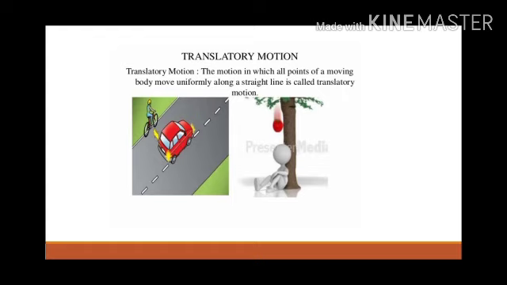Suppose a car is moving on a straight road. The motion of the car is said to be translatory motion. Or we can give the example of an apple falling from a tree or a man walking on a road. These all are examples of translatory motion. To put it more simply, it is the motion in which all points of a moving body move uniformly in the same line or direction. Now translatory motion can be of two types. The first one is rectilinear and the other one is curvilinear.